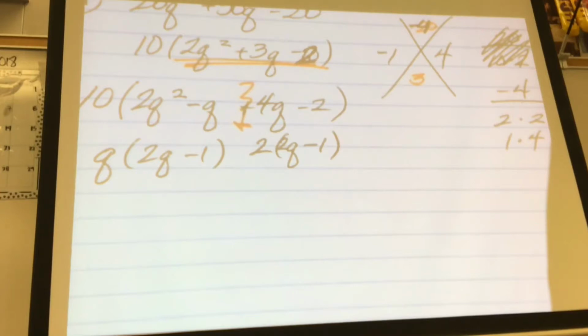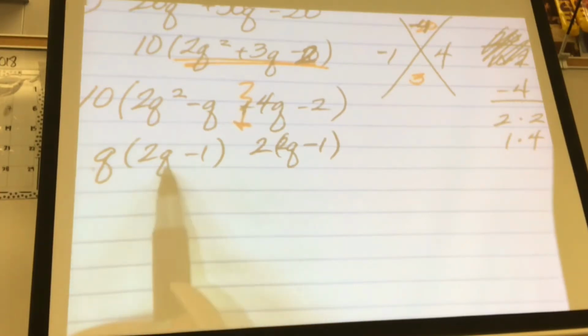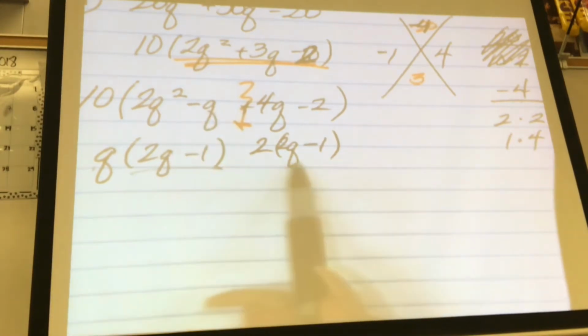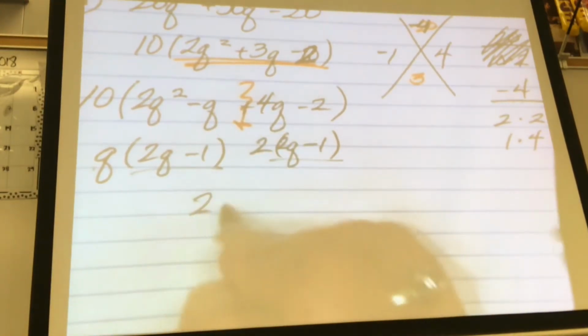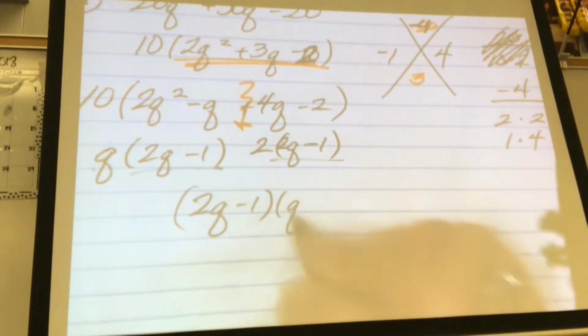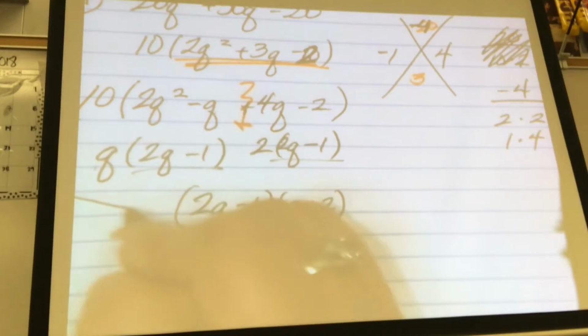You see it? Because Q times 2Q is 2Q squared. Q times negative 1 is negative Q. These are the same. That means I'm happy. My answer is 2Q minus 1. I put the Q plus 2 together. And then don't forget that 10.